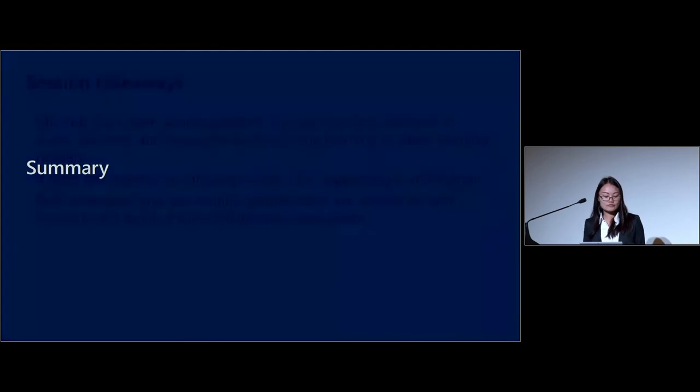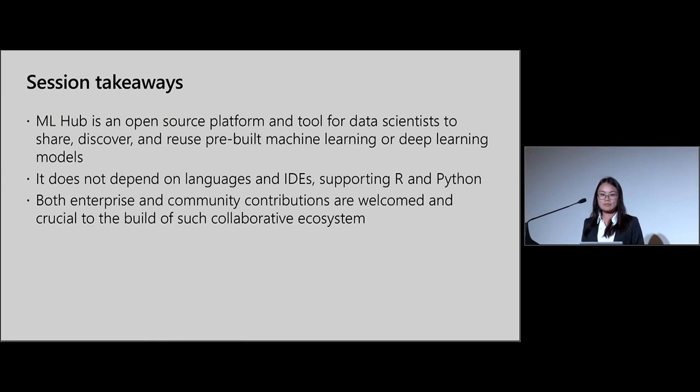Okay, so at the end of this session, I am going to summarize some of the key takeaways. First of all, ML Hub is an open source platform and set of tools for data scientists to share, discover, and reuse pre-trained machine learning or deep learning models. It does not depend on any languages or IDEs, for example, RStudio, Jupyter Notebook, or Visual Studio Team Services. And it supports both R and Python, which enables organizations to easily integrate the pre-trained models into their production systems. Both enterprise and community contributions are very welcome and crucial to building such a collaborative ecosystem and platform.